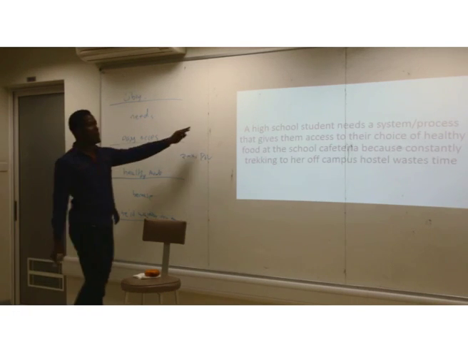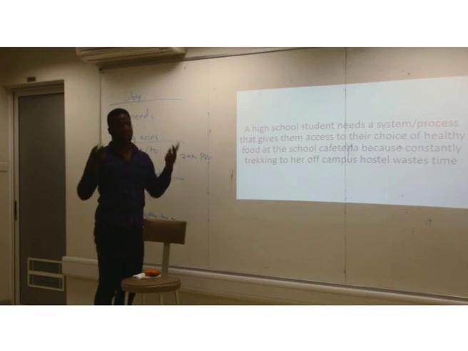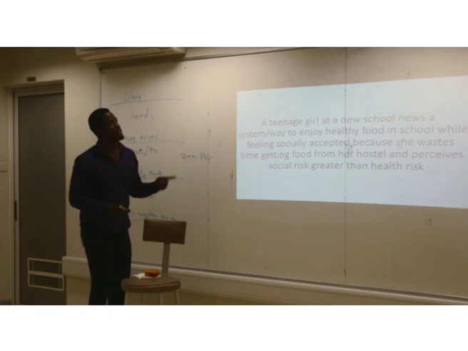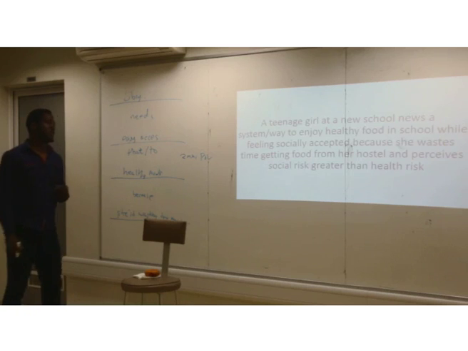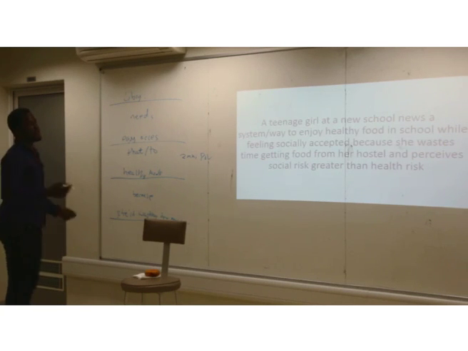So you can combine the first two and develop a mega POV. A teenage girl at a new school needs a system or way to enjoy healthy food in school while feeling socially accepted, because she wastes time getting food from her hostel and perceives social risk greater than health risk.